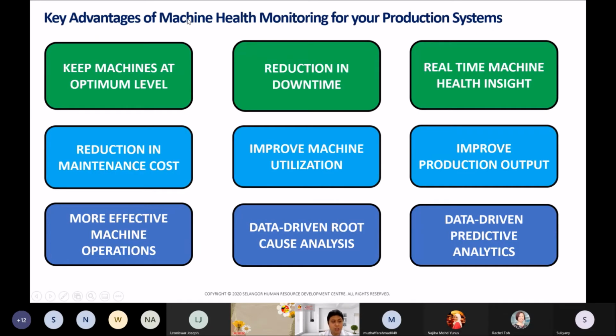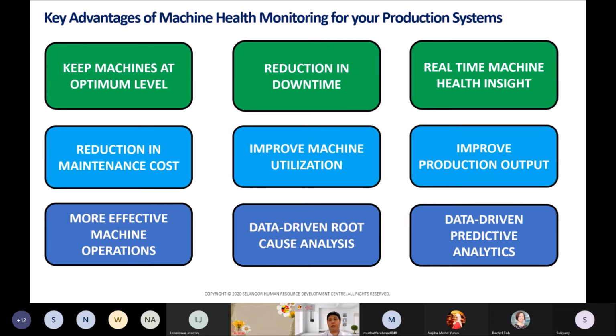So what are the key advantages of using condition monitoring for your production system, right? It helps to keep your machines running at optimum level, right? It helps you to reduce your overall downtime, giving you real-time machine health insight, reduce your overall maintenance costs, improve machine utilization, improve your production output, and of course, giving you a more effective machine operation and a data-driven predictive analytics strategy. So these are all helping you to improve your current production system, right?